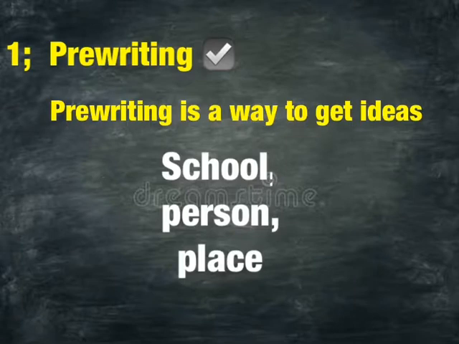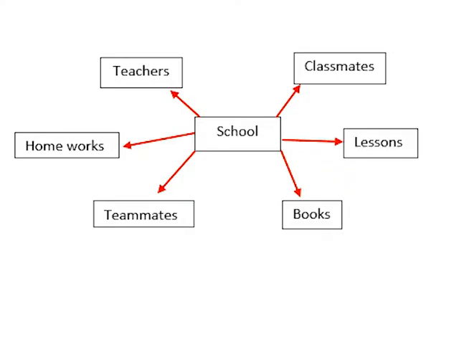The first step is called pre-writing. Pre-writing is a way to get ideas. In this step, you choose a topic. For example, you want to write about your school, or a person, or a place. Whatever you want. When you are writing about something or someone, try to imagine that person or that place. After you choose what you are going to write about, take a piece of paper, then write whatever comes into your mind. You don't need to write complete sentences.